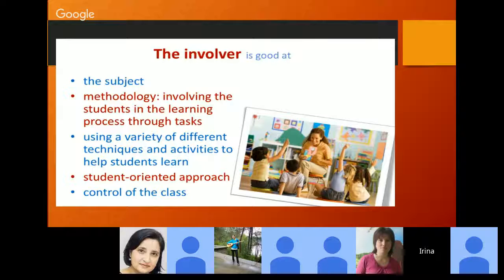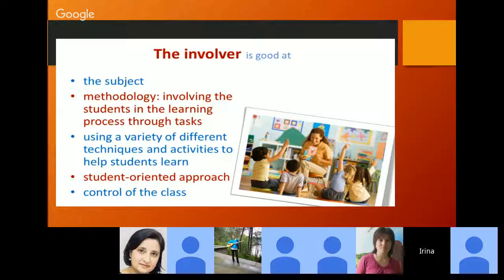His approach is student-oriented. He doesn't think that the students are empty vessels. They do not know anything and his task is to fill. He tries to find what is their background knowledge, what they already know about the subject, what they would like to know, and how to show this material to them in an interesting way. So this is student-oriented approach.